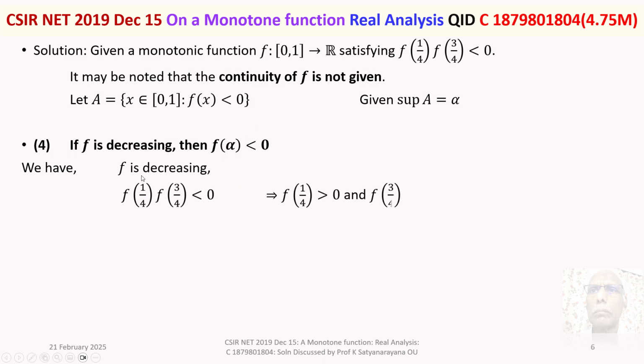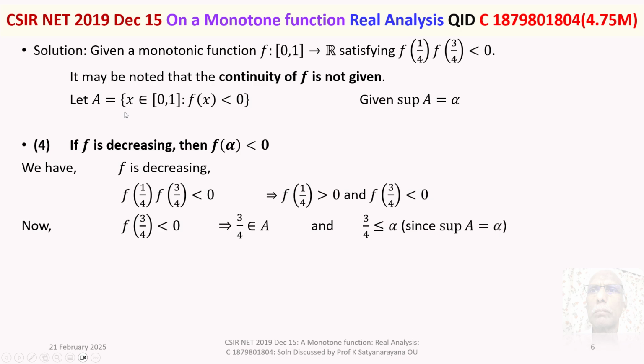So, it is given f of 1 by 4 into f of 3 by 4 is negative and f is decreasing. These two things put together will give you f of 1 by 4 is positive and f of 3 by 4 is negative, because it is decreasing and the product is negative. Agreed. Now, f of 3 by 4 is negative means 3 by 4 belongs to the set A, right?